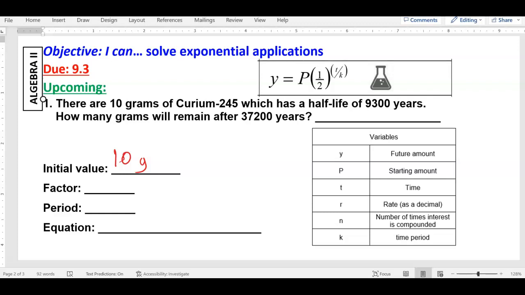Now, factor. This is curium-245, which has a what? Half-life. So what's the factor? 0.5. Okay. If it's a half-life, your factor is half.